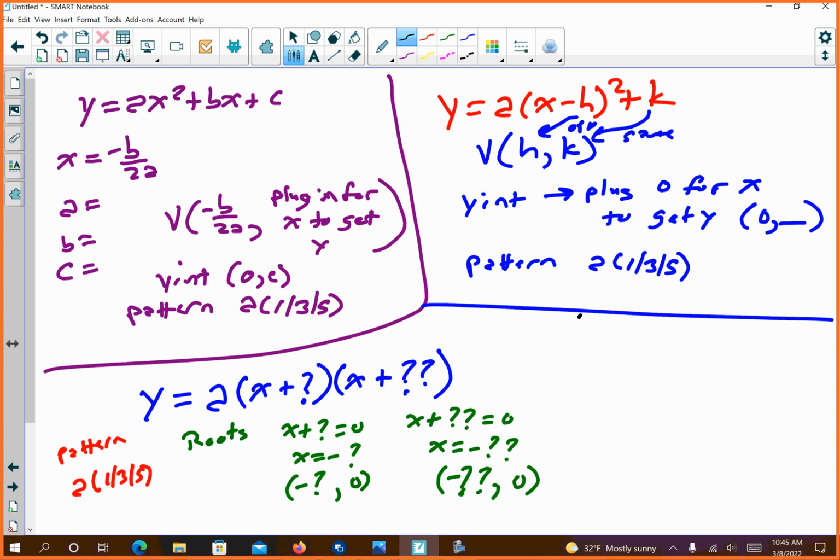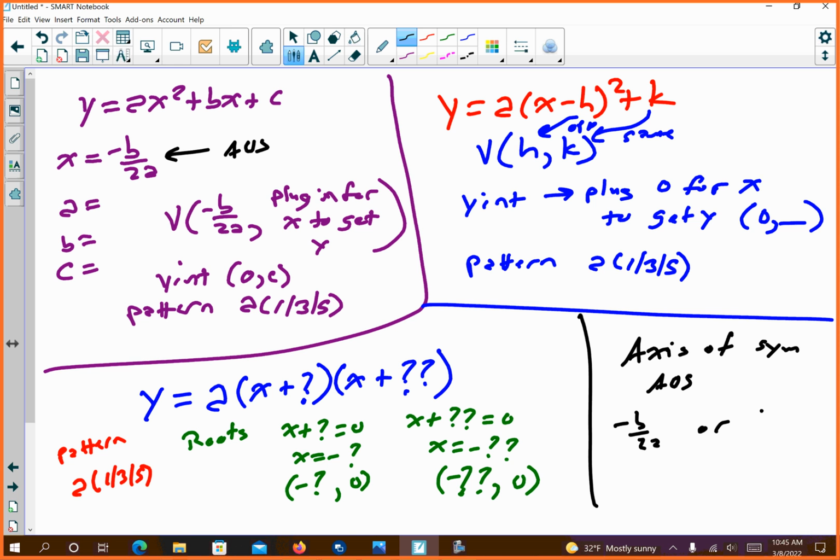And then the last thing is you know that the axis of symmetry, so AOS, is negative b over 2a. Okay, that's what this finds. Or halfway between roots.